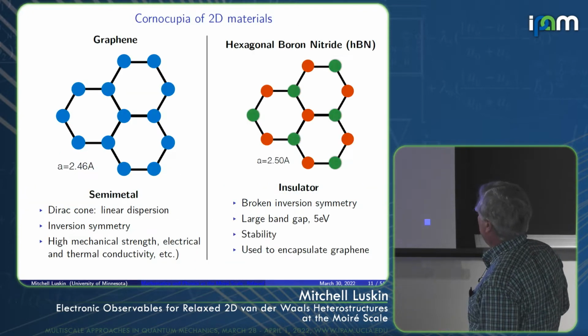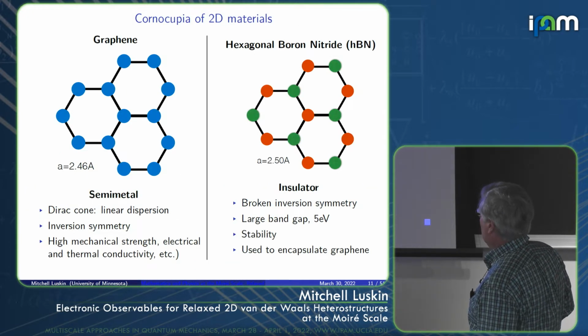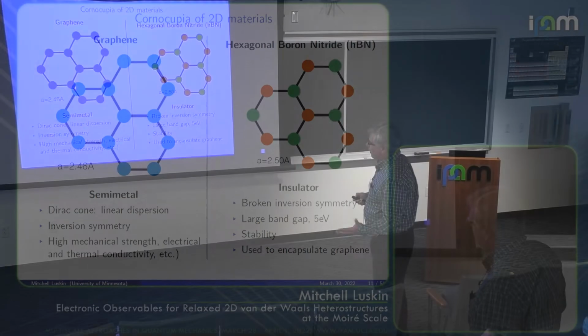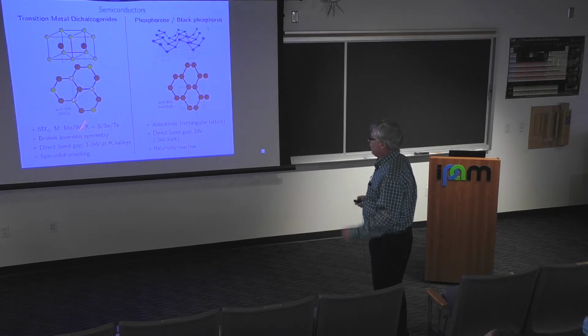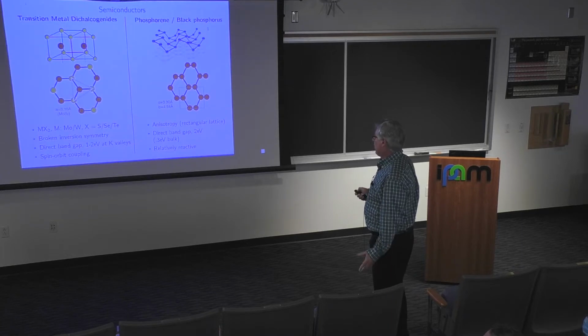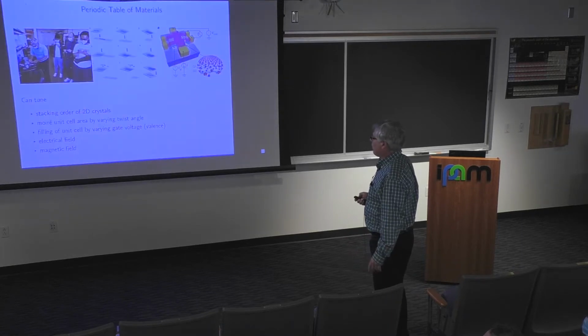Okay, so let's run through some of the 2D materials. Here's graphene, I already mentioned, hexagonal boron nitride, which is an insulator that's used all the time to encapsulate. Then you have semiconductors, black phosphorus, anisotropic.